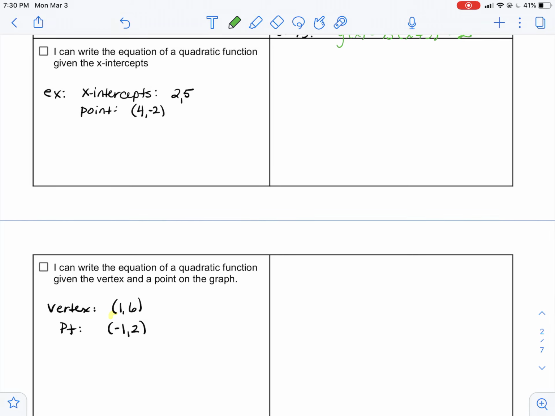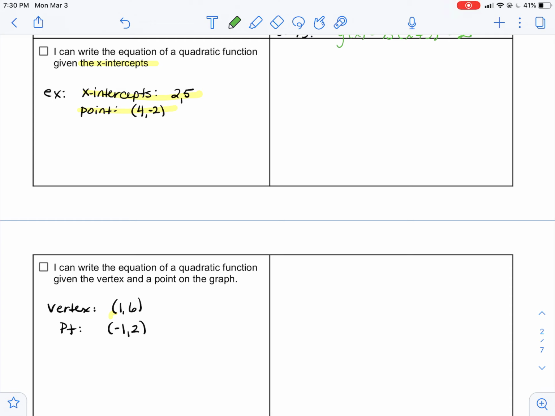Okay, and welcome to another review video. So this one is going to be over writing equations. Okay, so we're going to go ahead and start with the first one. And this is where we are given the x-intercepts and a point. So the x-intercepts and a point.